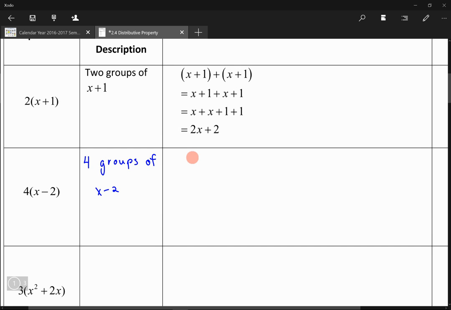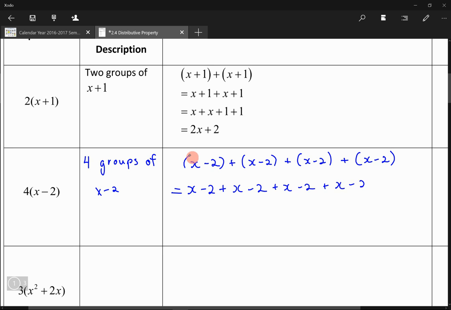And if I want to show that using addition, I would say x minus 2 plus x minus 2 plus x minus 2 plus x minus 2 equals. Collect your like terms. So let's first remove the brackets. So we have x minus 2 plus x minus 2 plus x minus 2 plus x minus 2.